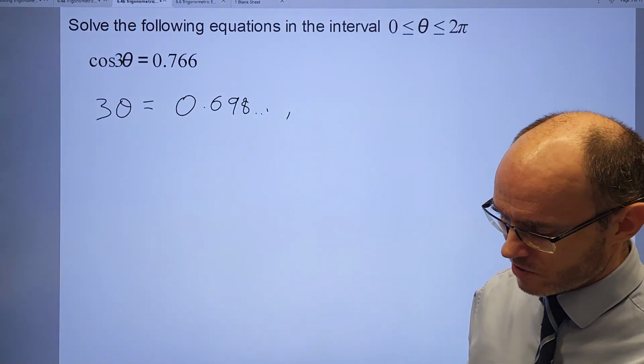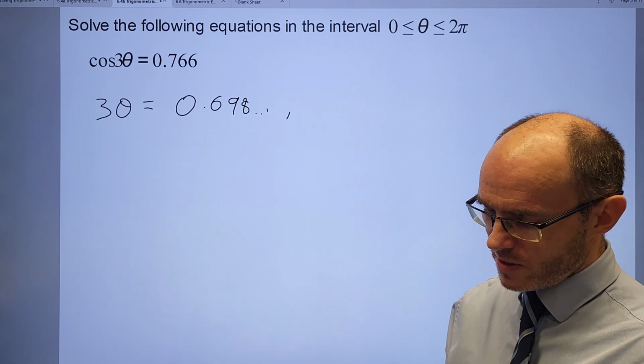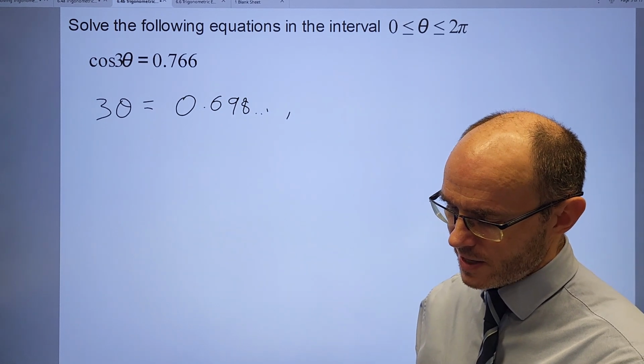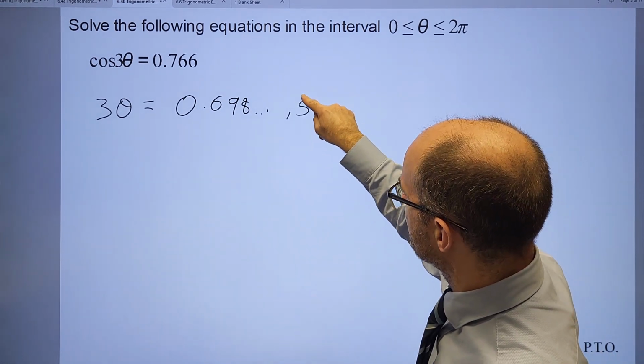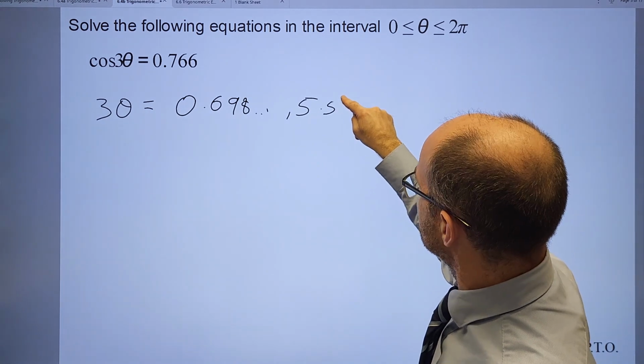And I'll get back to the answer in a minute. Now I'm about to get to another one. So you can do 2 pi, subtract that, and you get 5.584 or something.